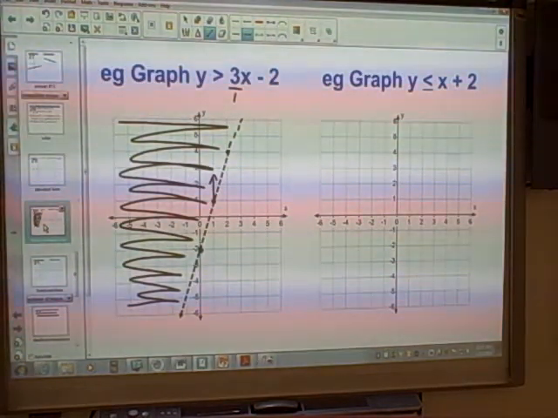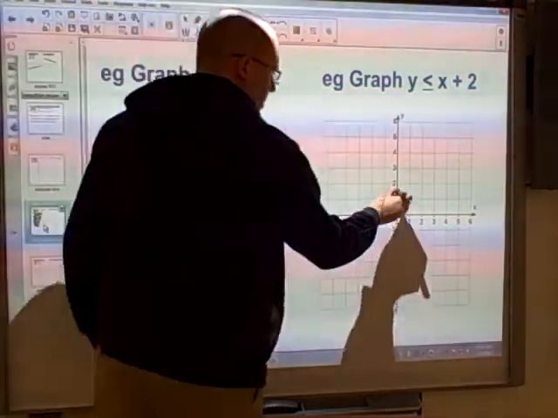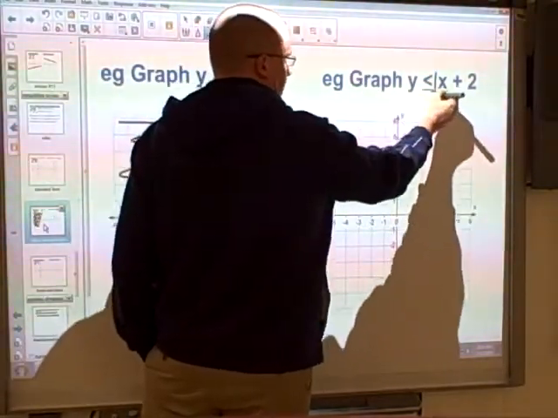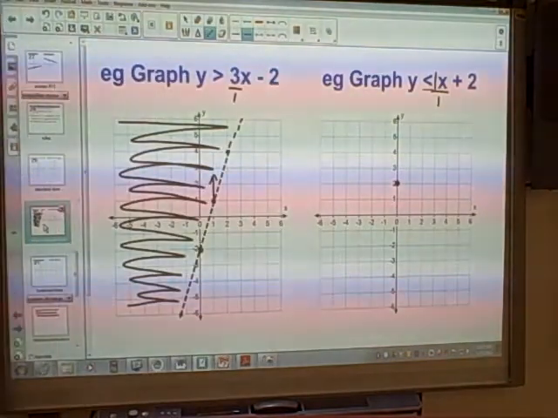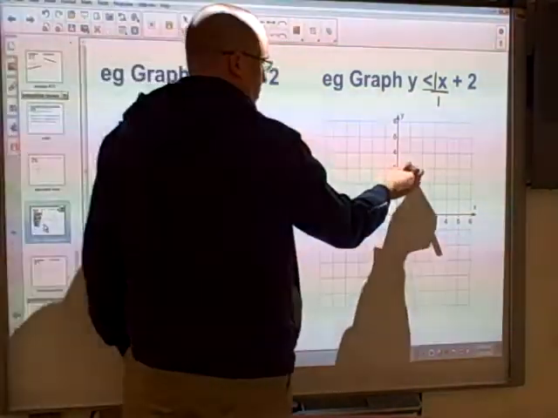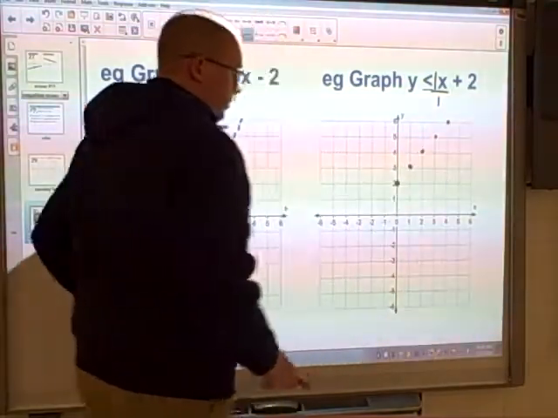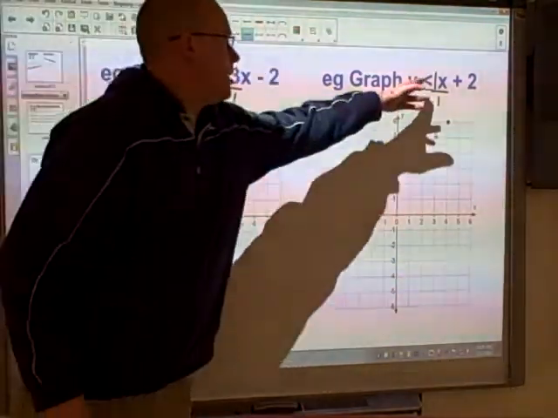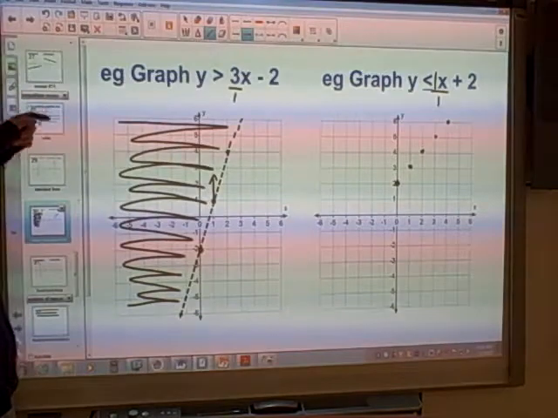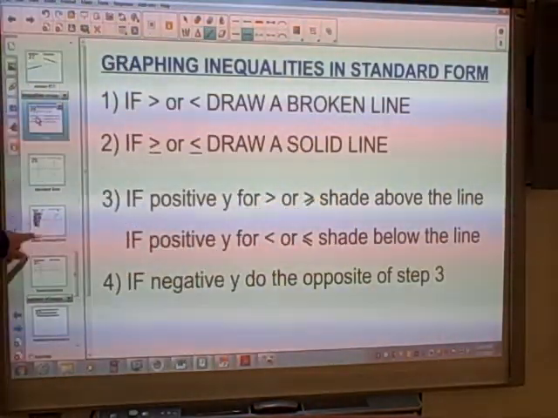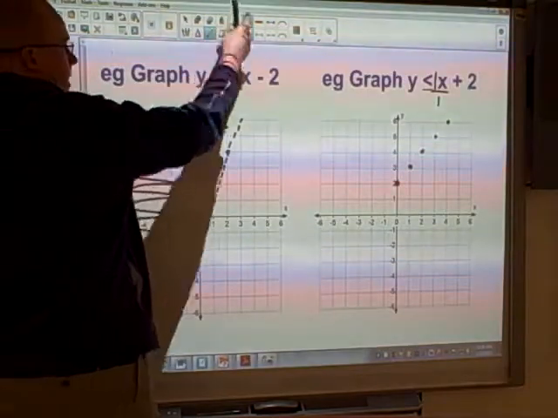If we go to the second question, we've got x plus 2 here, so we know we're going to start at 2. There's no number here, so we know this must be 1x. Then we're going to make it into a fraction, so 1 over 1. So we're going to go up 1 across 1, up 1 across 1, and so on. Less than or equal to. So if it's less than or equal to, then we're going to draw a solid line. So let's go ahead and draw that in.